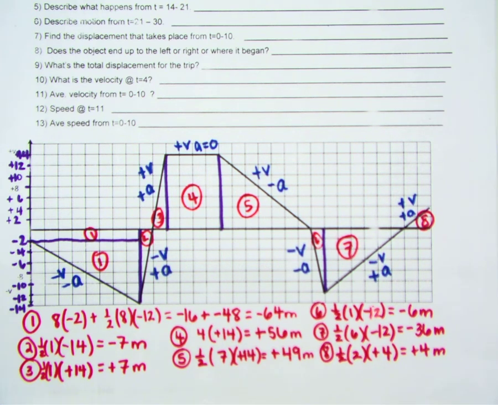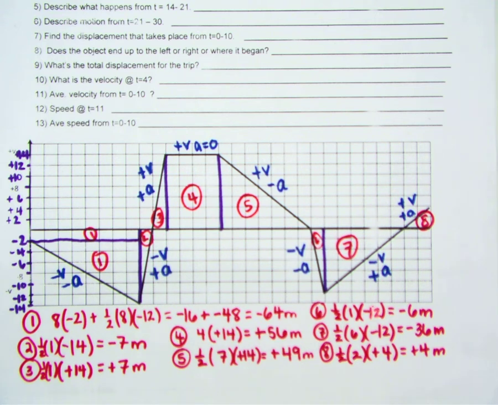Okay, as you can see, I have found all of the individual areas, meaning all of the individual displacements. Okay, I have also taken the liberty of labeling whether or not the velocity or the direction of motion is positive or negative for each of the parts, as well as the direction of the acceleration, which is the slope of each line. Okay, so let's first talk about the motion of the object as it's traveling through these 30 seconds.